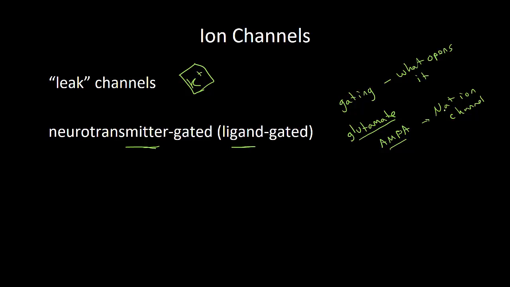Gating means what opens it. If it's neurotransmitter gated, when neurotransmitter binds to it, the ion channel opens up and the ions can flow. Some will be sodium channels, some potassium, some chloride, some even calcium channels. Okay, so there's a lot of these. We'll talk specifics down the road. For now, just know what neurotransmitter gated means.